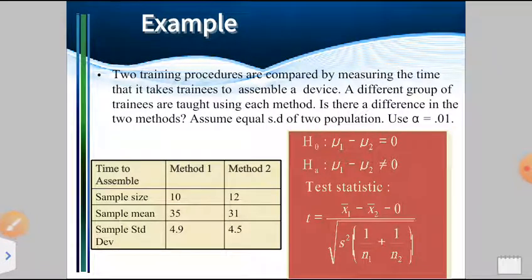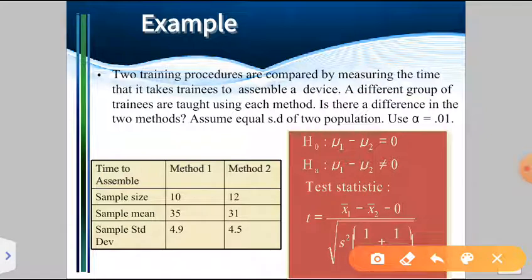Let's start with an example. Here we are talking about two training procedures which are compared by measuring the time that it takes to assemble a device. A different group of trainees are taught each method, and what we are looking for is whether there is any difference between the two methods, so that they are giving the same output. So here we have been provided with the values.